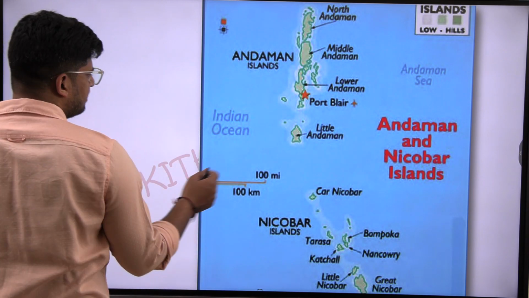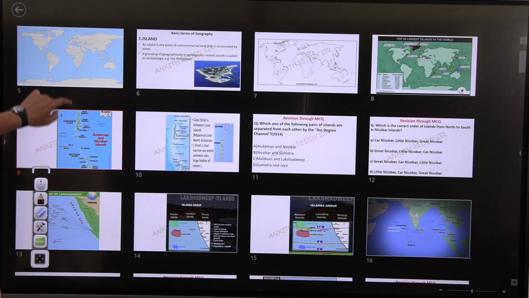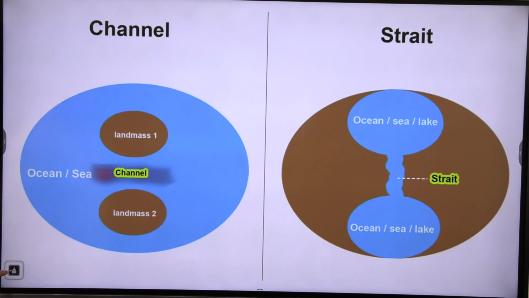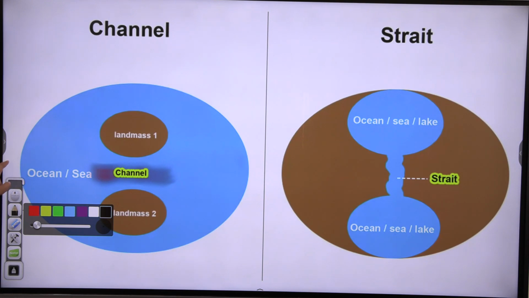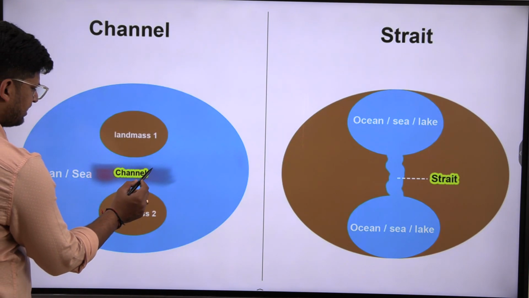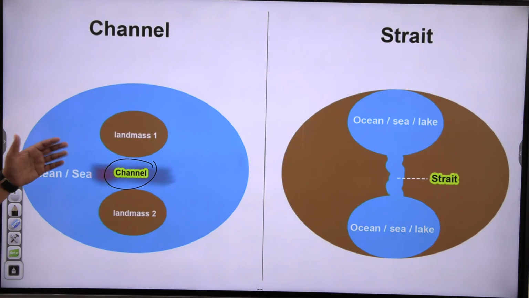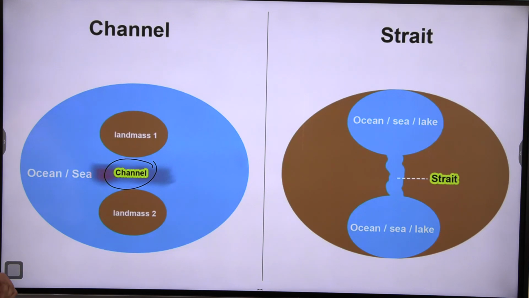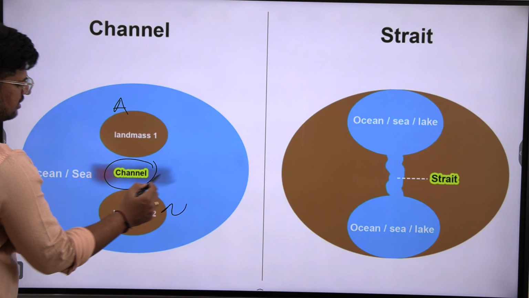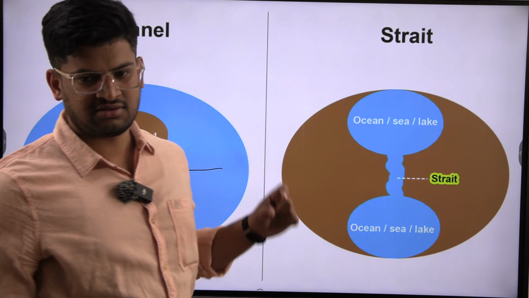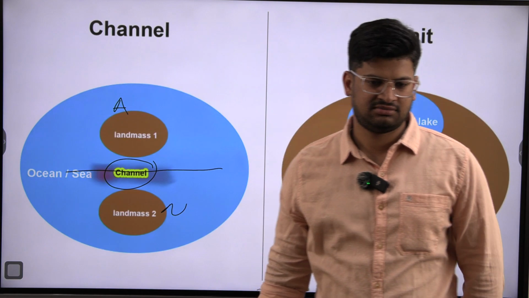Okay. Let us understand the difference between a channel and a strait. If you can see in this picture, a channel is a narrow water body which divides two landmasses. That is what you call a channel. Just now we have seen that Andaman and Nicobar are separated by a channel. Why is it called the 10-degree channel? Because the 10-degree latitude passes through that water body. So it is called the 10-degree channel.